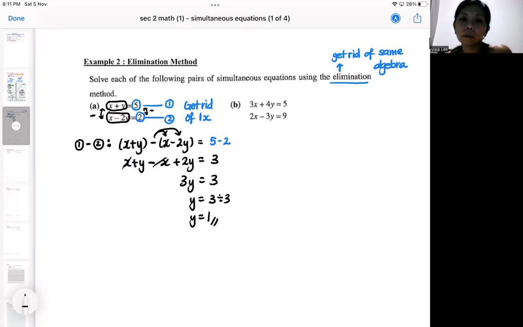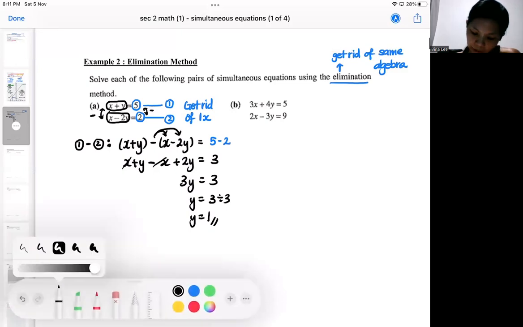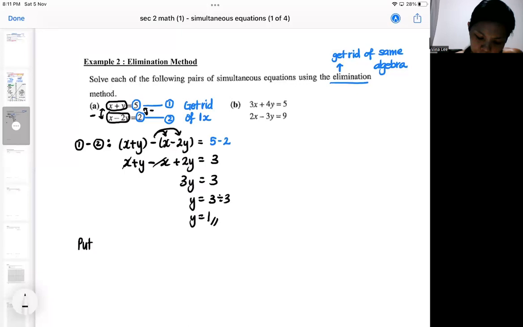So you should aim to get rid of something. Right now, I'm trying to get rid of 1x by doing equation 1 subtracting equation 2. When I do that, I found the value of y. So do I stop there? No. Your aim is to find x and y. So how are you going to find your x and y? Once you got an answer, you can choose. You can put your y equal to 1 into equation 1.